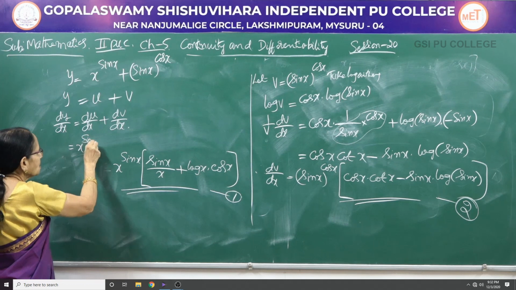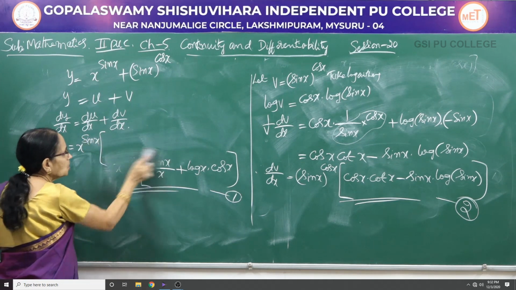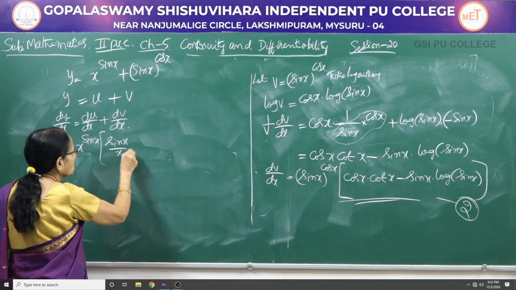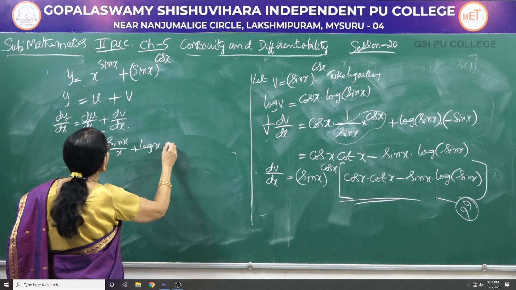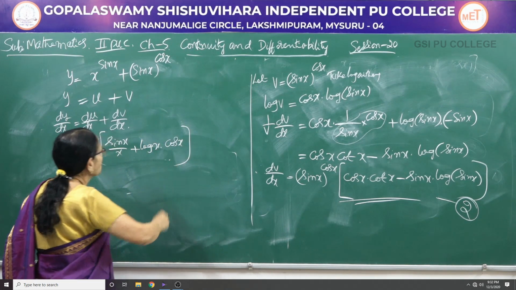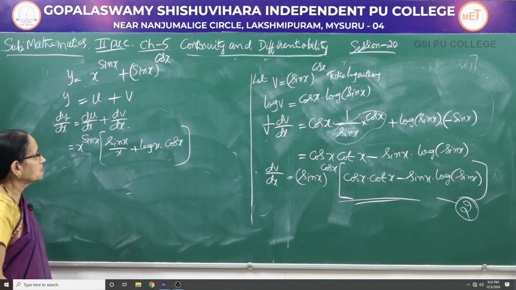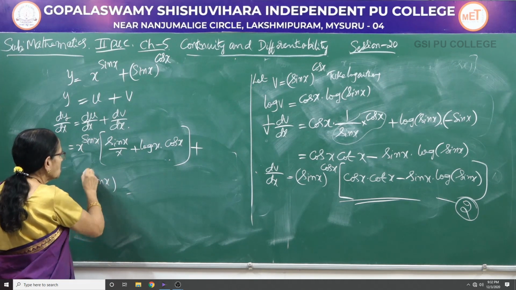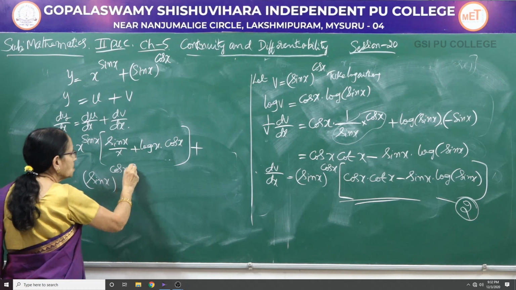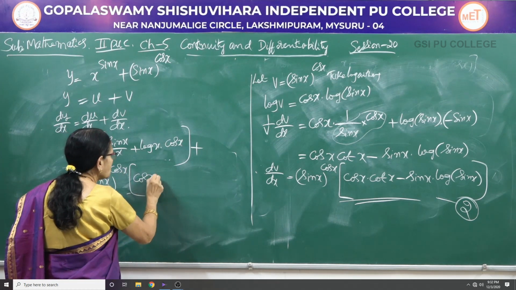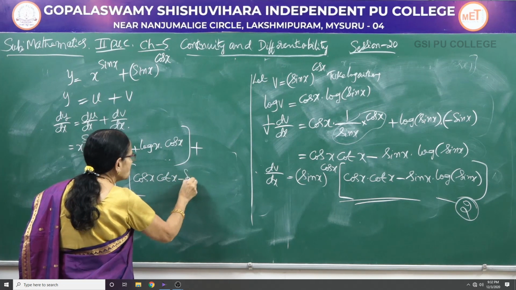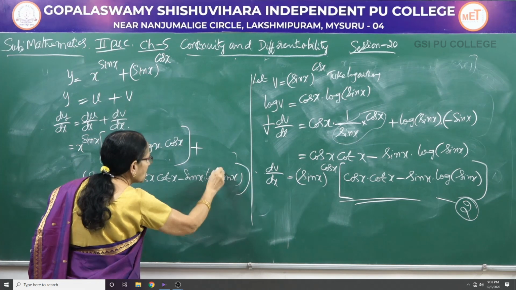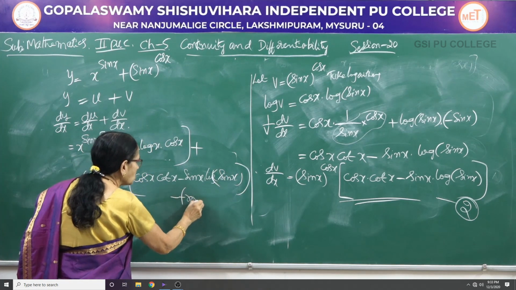First one I am writing x to the power sin x into sin x by x plus log x into cos x. Now plus write the second part. It is sin x whole to the power cos x into, write all the terms here, cos x into cot x minus sin x into log of sin x. Okay. Close the bracket and write from 1 and 2.